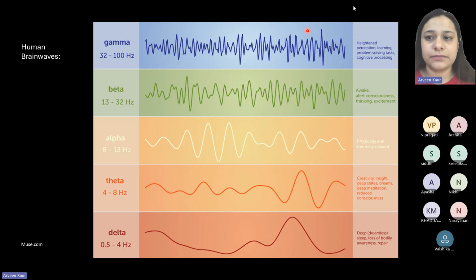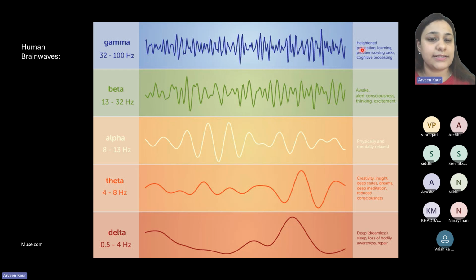So before moving to the next module, let us also go through the human brain waves. There are five major types of human brain waves. In decreasing order of frequency, they are gamma, beta, alpha, theta, and delta, right? So gamma has the maximum frequency.